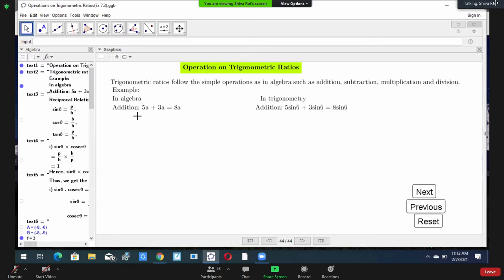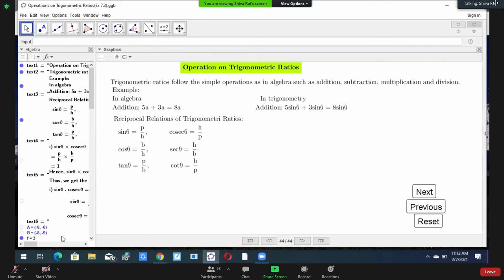And subtraction: if you subtract 5a minus 3a, we get 2a. And in subtraction here, 5 sine theta minus 3 sine theta. Look, the same rule is followed as in algebra and arithmetic, in trigonometry also. So, don't forget. Now, reciprocal relation of trigonometric ratios.